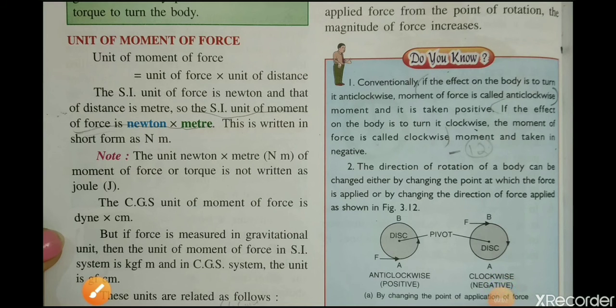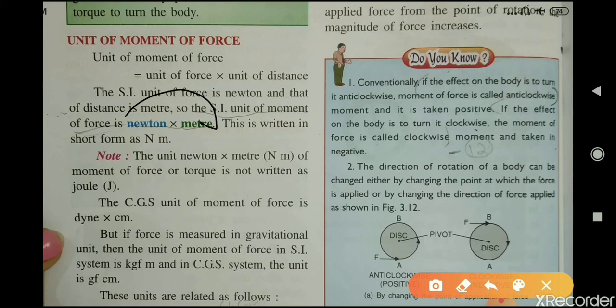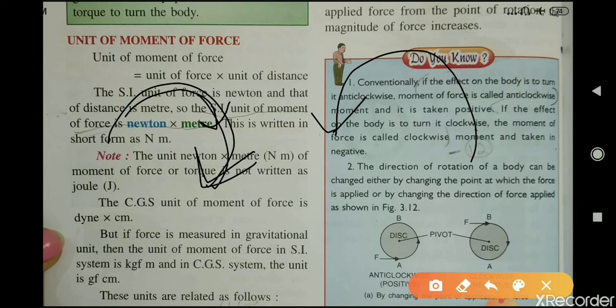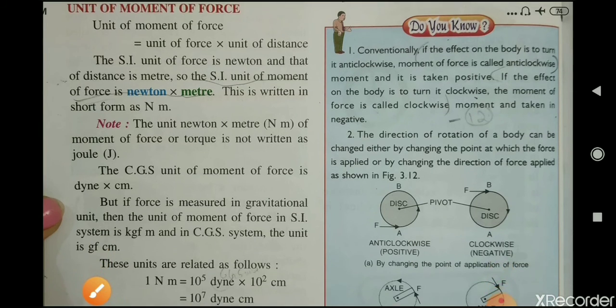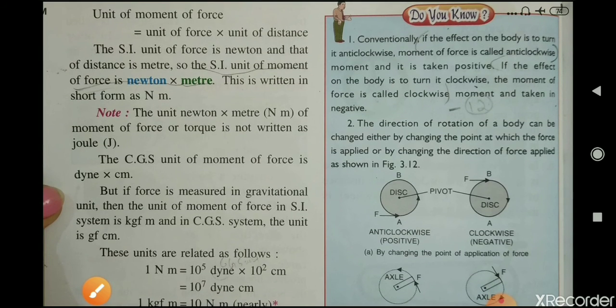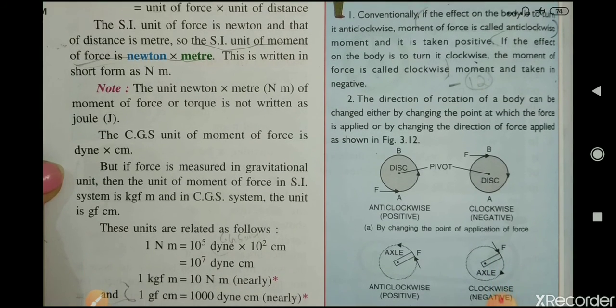Now what is clockwise and anti-clockwise direction? Clockwise direction is the direction in which the arms of a clock move, and the direction opposite to the direction in which the arms of a clock move is the anti-clockwise direction. So the clockwise moment is negative and the anti-clockwise moment is positive.